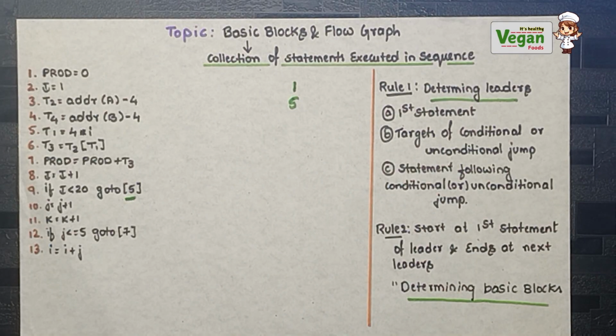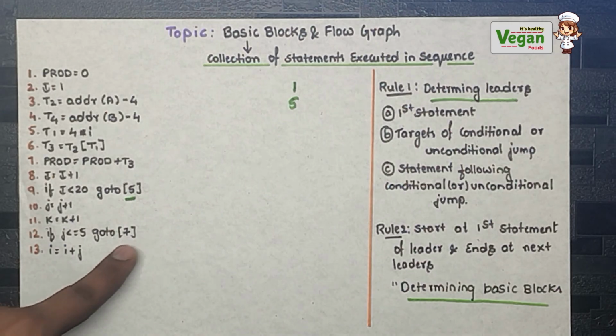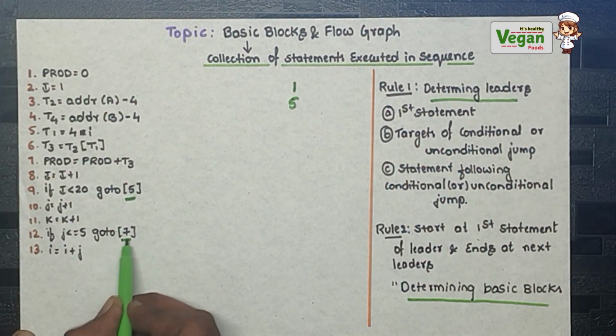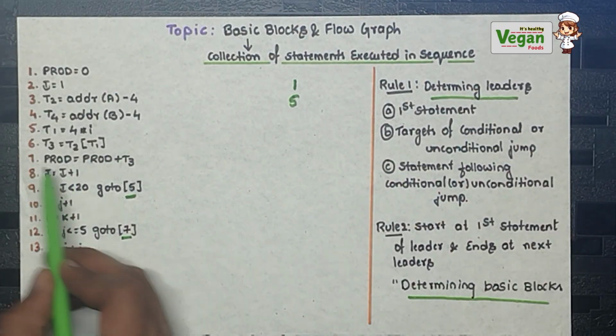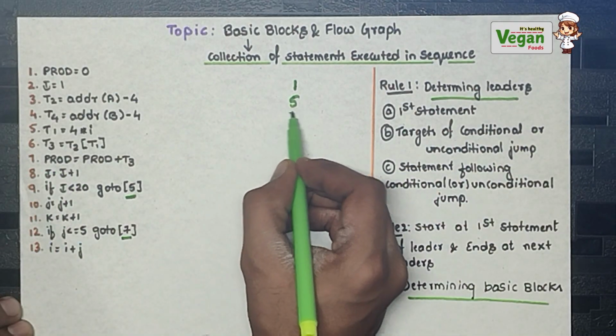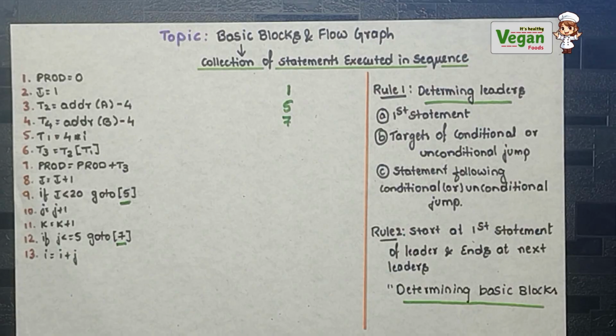Next, here if j is less than or equal to 5, go to 7. So 7 is the target of the conditional jump. So the seventh one will also become a leader.